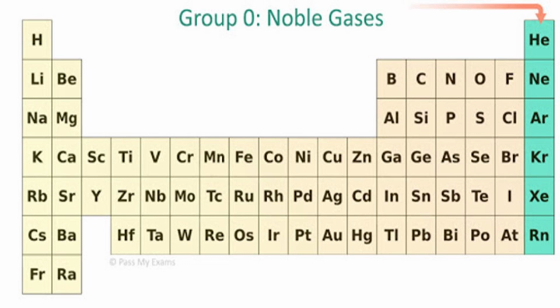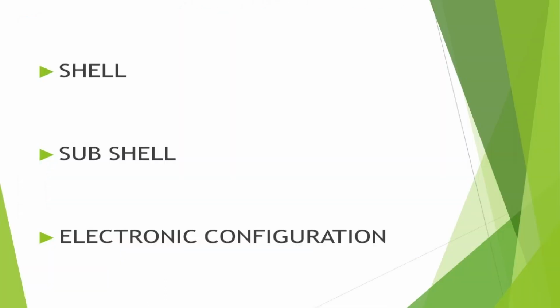These elements exist as single atoms, so we call them monoatomic. They have 8 electrons in the valence shell, and they also have stable electronic configuration. Understand, children? Okay, we have learnt all the names of the groups, right? We shall see about shell, subshell, orbitals, and electronic configuration.